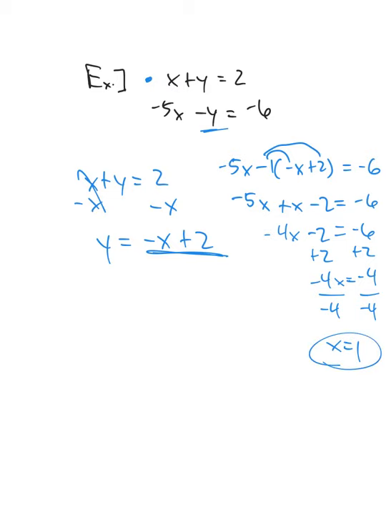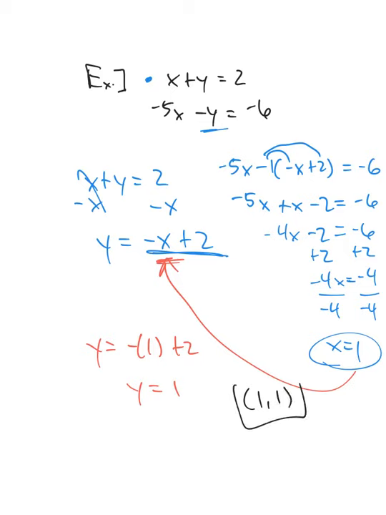Guys, from here, easy substitution is to go right there. Plug 1 in there. And of course, negative 1 plus 2 is positive 1. So our solution to this system would be the ordered pair 1, 1.